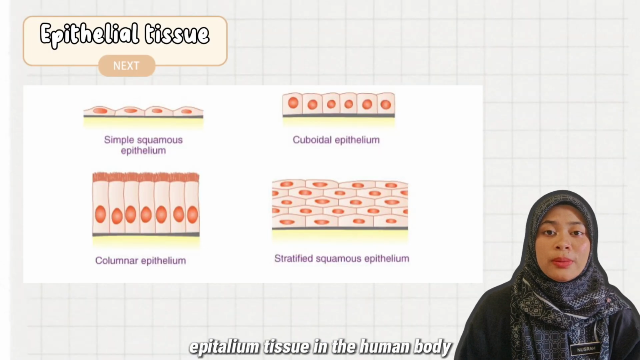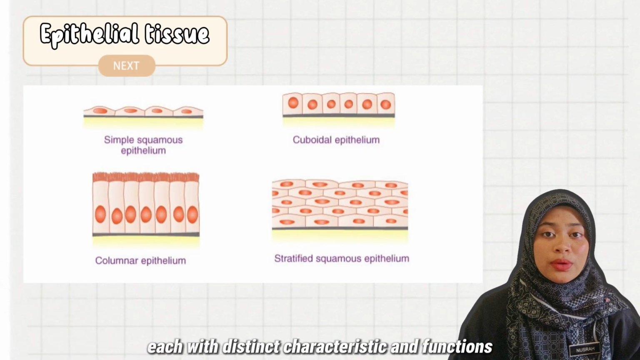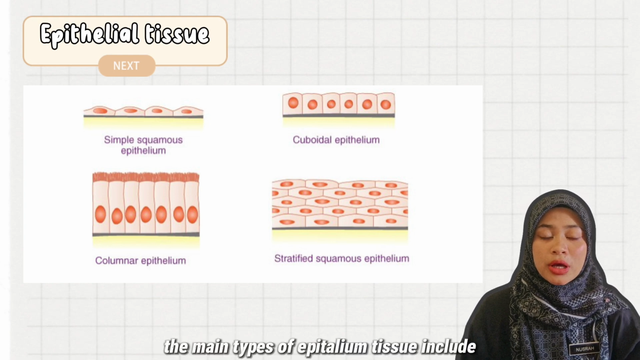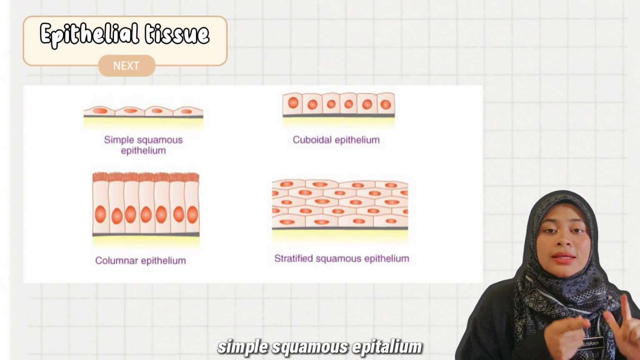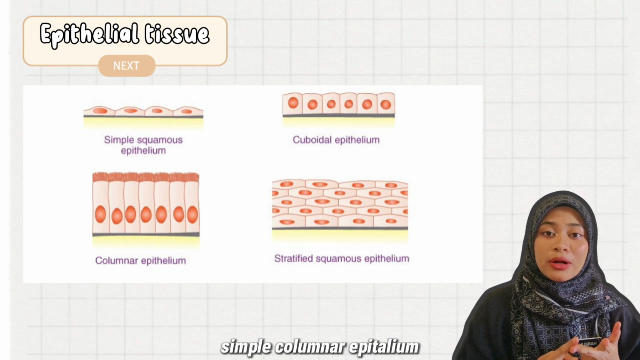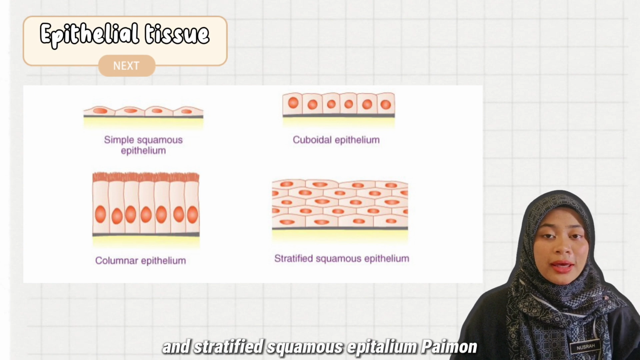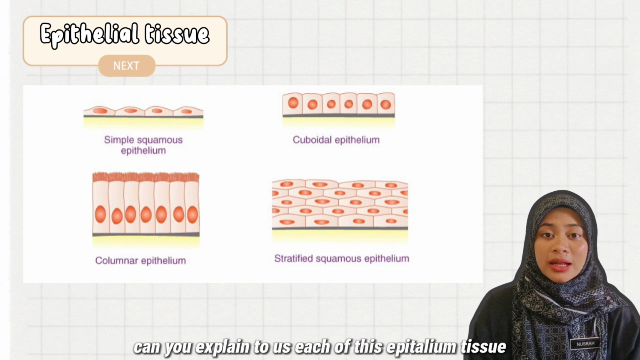Epithelial tissue in the human body comes in several types, each with distinct characteristics and functions. The main types of epithelial tissue include simple squamous epithelium, simple cuboidal epithelium, simple columnar epithelium, and stratified squamous epithelium. Paimon, can you explain to us each of these epithelial tissues?